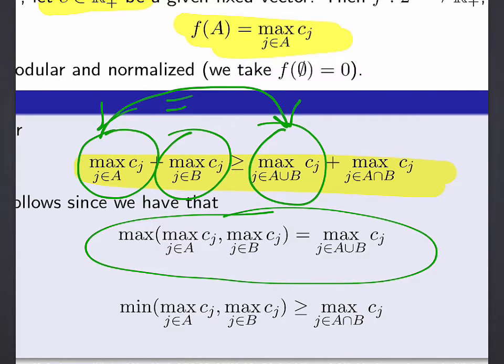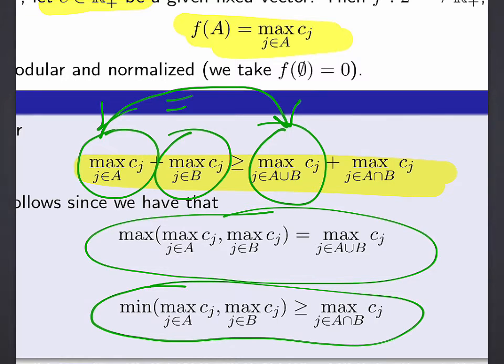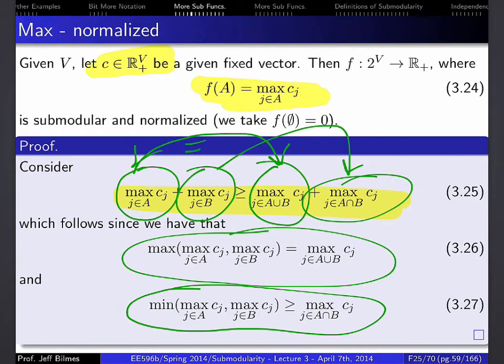Okay? And then if we take the min of these, which is the remainder, that one's going to be greater than this one. And why is that? Because A intersect B is always a subset of A. Max is in some sense a monotonic function of the size of the subset. So if we take a max over only A intersect B, that's always going to be no greater than the max over either A or B. Therefore, combining these two things together, we've got the submodularity of the max.